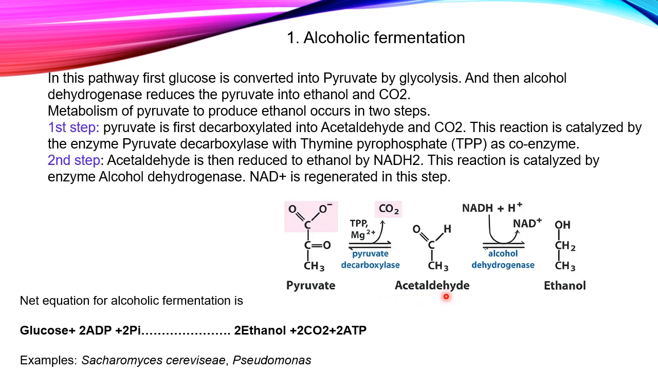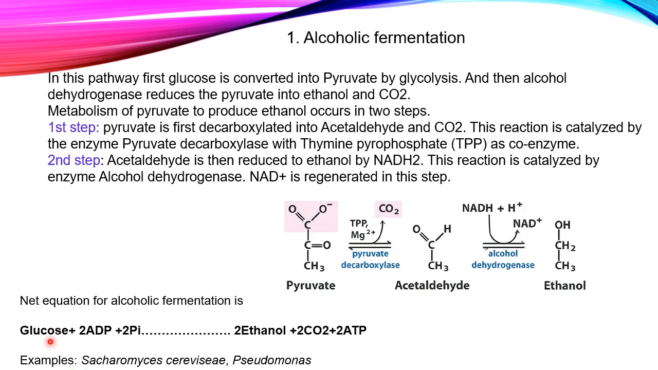Once acetaldehyde is formed, it is converted into ethanol by the action of the enzyme alcohol dehydrogenase. Now what's happening? The acetaldehyde accepts an extra pair of hydrogen from NADH, oxidizing the NADH into its oxidized form NAD+ and converting itself into ethanol. In this process, the NAD+ is generated, which is again utilized in the glycolysis process.